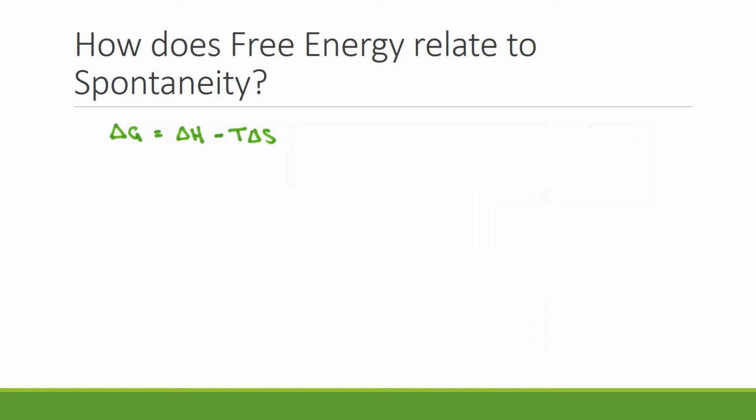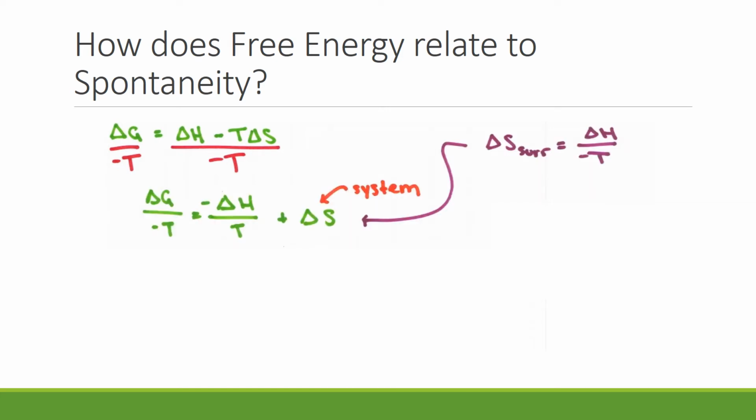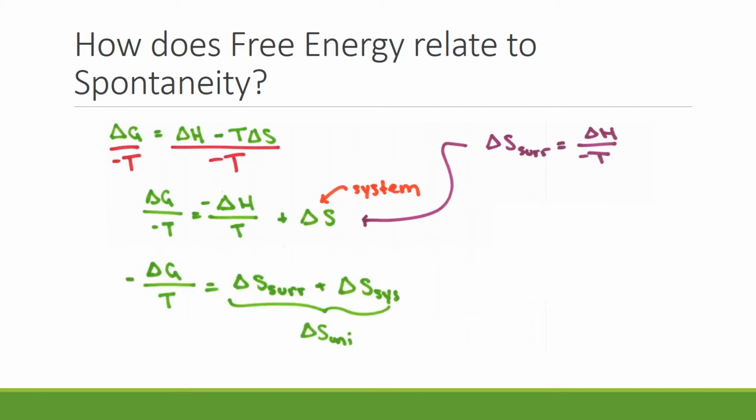So how does free energy relate to spontaneity? Well, let's first start with the equation we just learned. Delta G equals delta H minus T delta S. Let's first divide both sides of the equation by negative T. We then get the formula delta G over negative T equals negative delta H over T plus delta S. And we've learned that that's the entropy of the system. We've also learned that the part negative delta H over T is equal to the delta S of the surroundings. So now we have the sum of the delta S of the surroundings and the delta S of the system, which as we know before is the delta S of the universe.